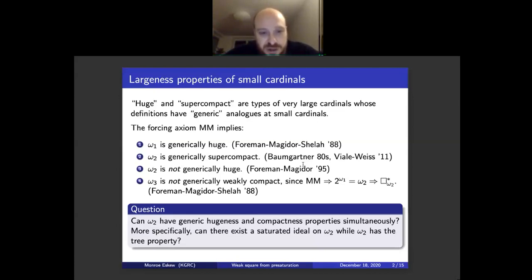So the question, in light of these examples, is: can omega 2 have generic hugeness and compactness properties at the same time? More specifically, can we have a model where there's a saturated ideal on omega 2 and omega 2 has the tree property?